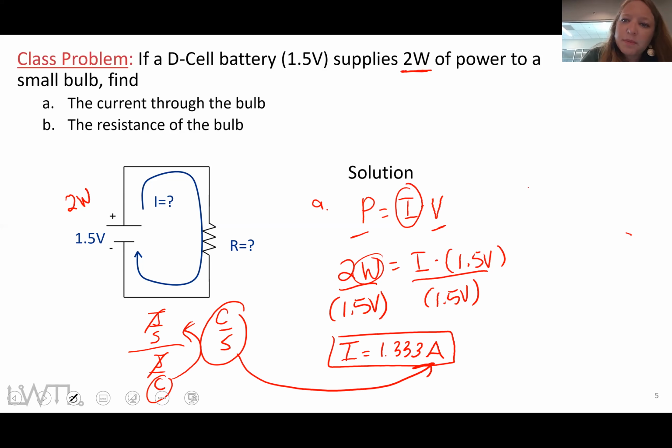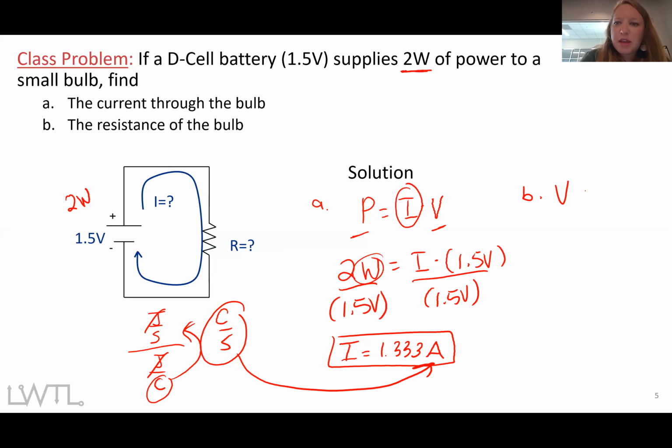Let's look at part B. Part B says to find the resistance of the bulb. There are a couple of ways you can find the resistance of the bulb. You can use Ohm's law, or you can rearrange the power equation to have R in it. For now, let's just use Ohm's law.